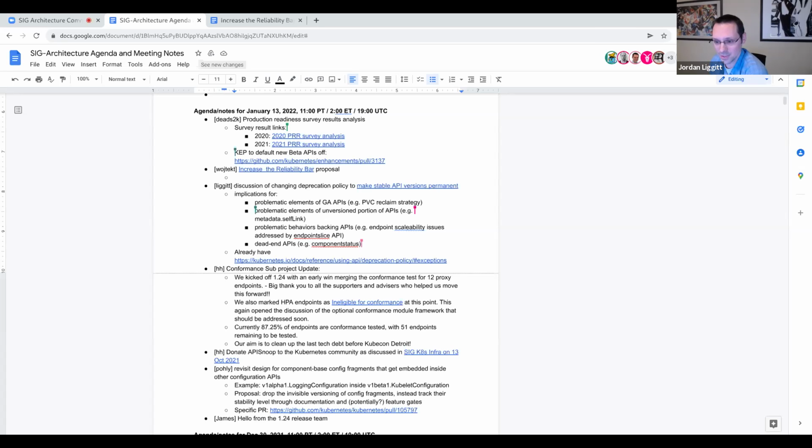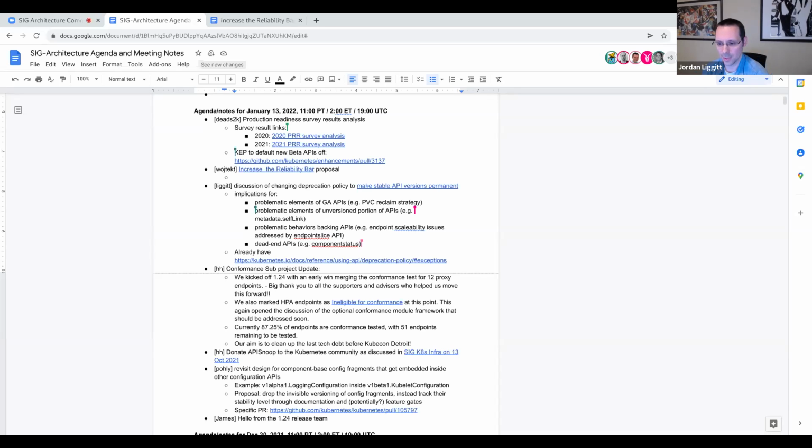I think the pain that we've seen the ecosystem go through when beta stuff was removed is a tiny, tiny fraction of the pain that we would feel if something stable was removed. And so I had proposed basically removing that and having the default for stable API versions be that they're permanent. And so I hoisted a few of the comments from the thread into the agenda.